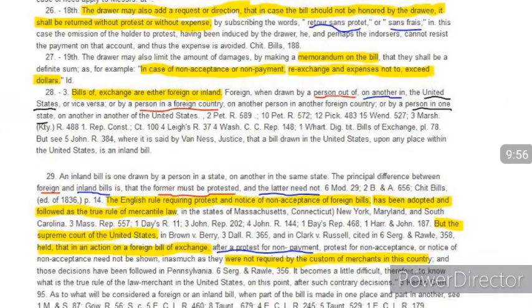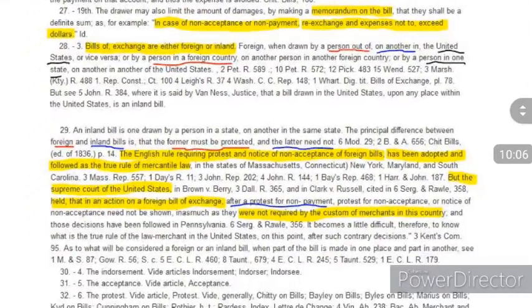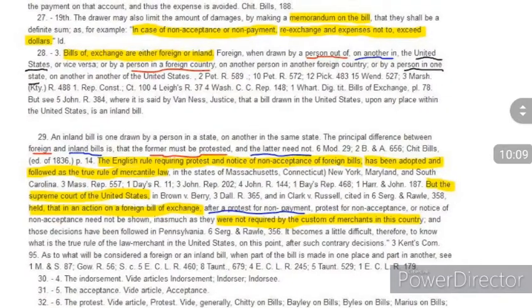My trolls are trying to tear me up if I try and pronounce them. Memorandum on the bill. That's a good thing to add in a memorandum. And this is some wording that I hadn't particularly ever used, but wink, wink, hint, hint. Might be good to throw in: in case of non-acceptance or non-payment, reexchange and expense not to exceed X amount of dollars. And you can put in whatever.